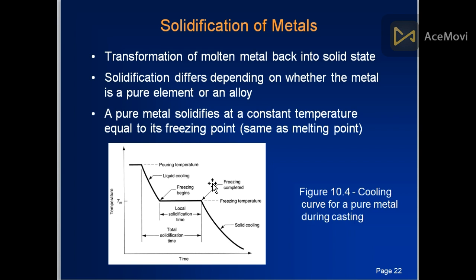Solidification of metal. Transformation of molten metal back into solid state. Solidification differs depending on whether the metal is a pure element or an alloy. A pure metal solidifies at a constant temperature, the same as the melting point.